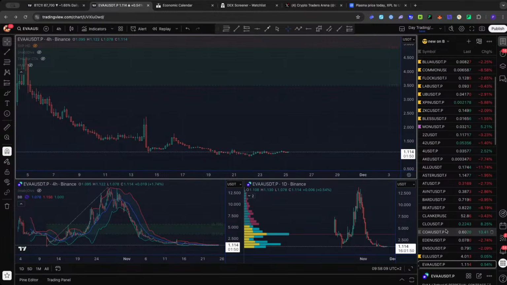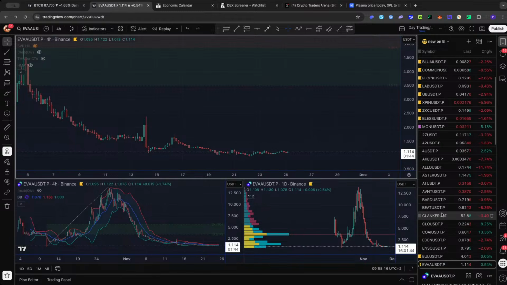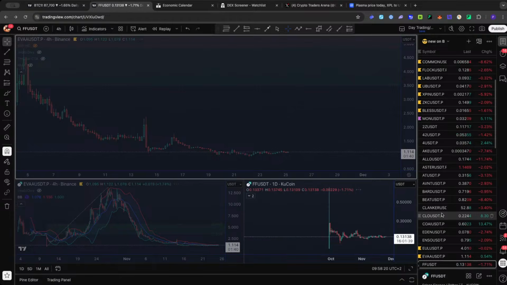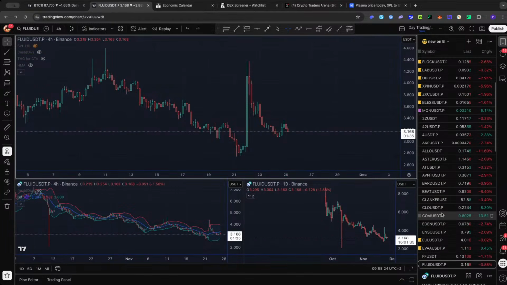Some W is trying to form on EVA. They are trying. Look at the pump, look at the dump. It's at the bottom. Nice location. Nice W trying to form. Breakout or retest, it's up to you. Consolidating. We need new W's here.